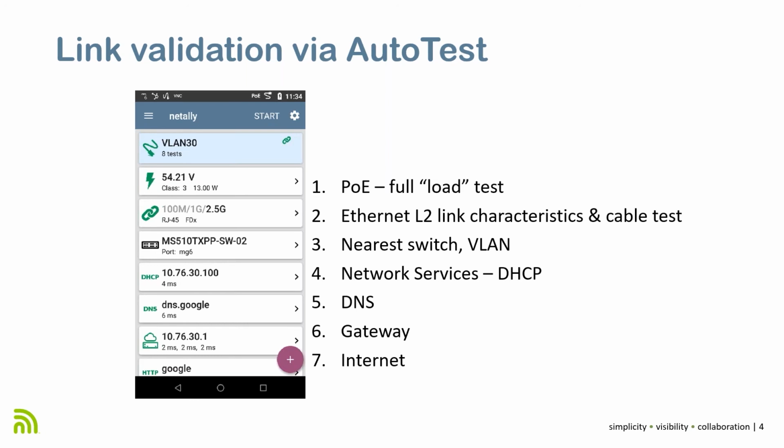Next up, what's my nearest switch? Where am I connected? What VLAN am I connected to? Or if I'm on a trunk port, what VLANs could I connect to? And then validating network services like DHCP, DNS. Can I hit my default gateway? Can I get out to the internet?